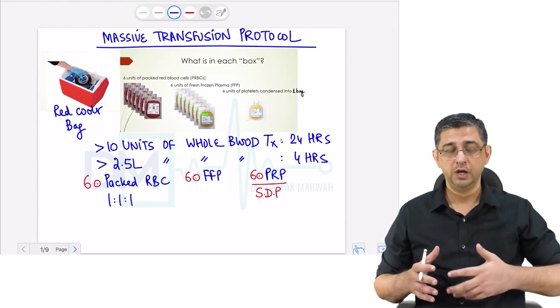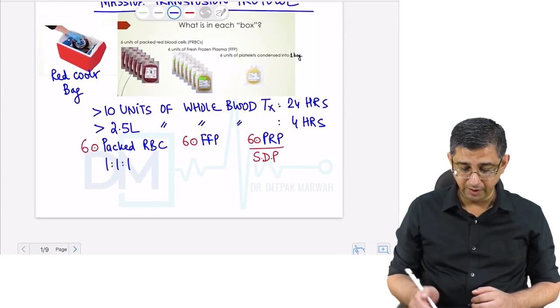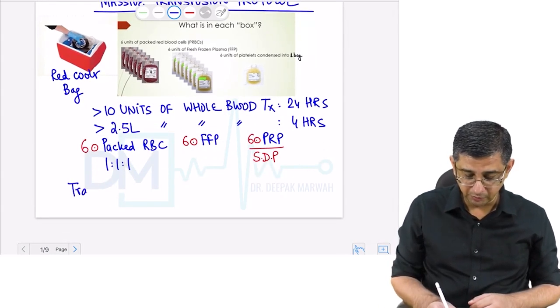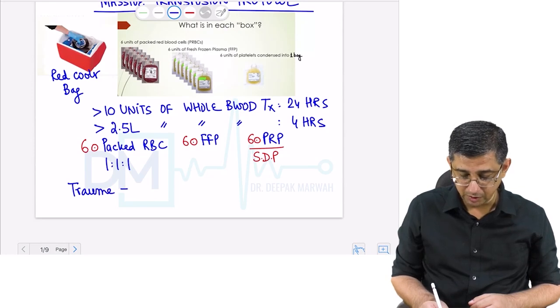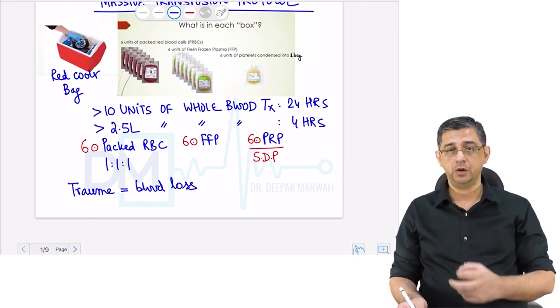I mean, why are we so paranoid about blood loss in a patient? So, I would like to speak regarding the fact that if there is trauma in a patient, if there is excessive blood loss in a patient, then coagulopathy can develop. You see, normally they teach you that massive blood transfusion can contribute to coagulopathy.